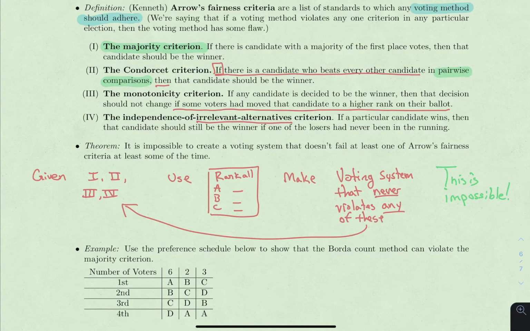So our buddy Kenneth Arrow won a Nobel Prize for understanding the study of voting methods. It's kind of a downer. The conclusion is not that there aren't better voting systems. The conclusion is that there is no best voting method. Let's talk about one of those criteria being violated by the Borda count method.